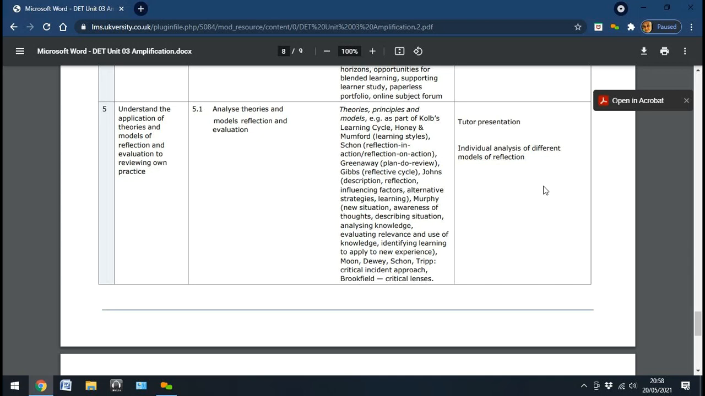Most of them look at the same thing, but with very slight differences. It looks at reflection in action while you're working, and reflection on action, like I've just mentioned, after you've finished. Looking at plan, do, review. In other words, you plan to do something, you do it, and then you review it, and look at what's happened or what falls out of that.